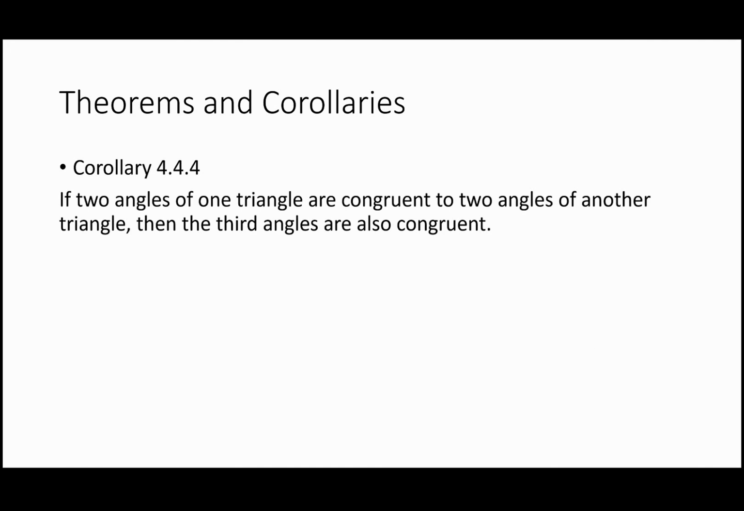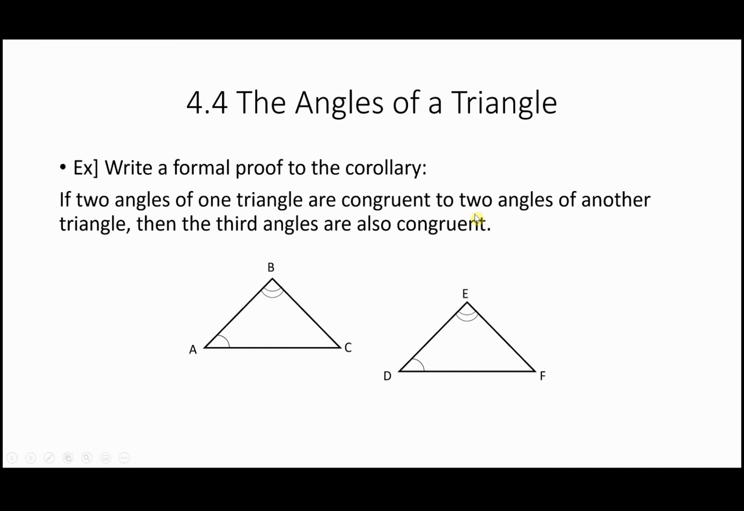All right, moving on. Next corollary: if two angles of one triangle are congruent to two angles of another triangle, then the third angles are also congruent. This is the one I'm going to formally prove for you. So here's the exercise. We're going to write a formal proof of this corollary, and we're going to use these two figures right here, which I believe are on your page. Also, the next page in your lecture notes is where the formal proof of the corollary starts, or where you have room to write.